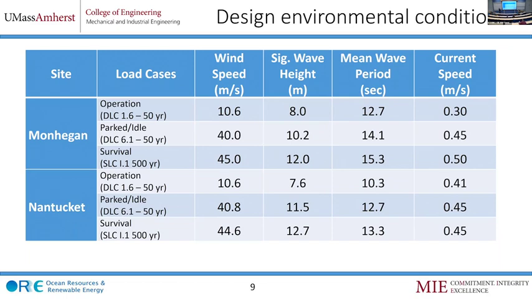the wave height and period, the current speed, the wind speed. We chose 3 load cases as specified by the American Bureau of Shipping. DLC stands for design load case. DLC 1.6 is the operating condition where the turbine is operating, producing power. DLC 6.1 is where there is some kind of a fault, so the turbine is sitting idle, but we are still in the operating environmental range. They're all designated by 50-year storm conditions.